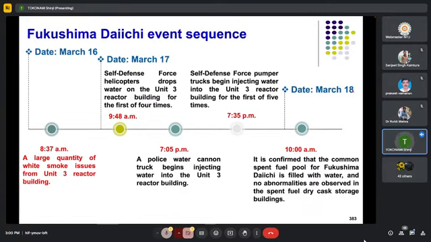On March 18, at 10 a.m., it is confirmed that the common spent fuel pool for Fukushima Daiichi is filled with water, and no abnormalities are observed in the spent fuel dry cask storage buildings.